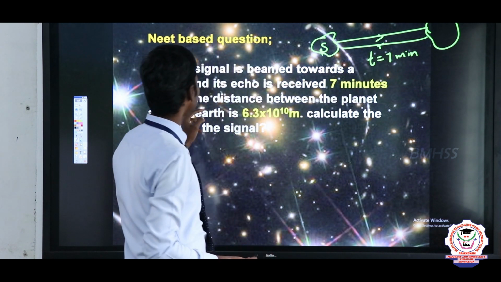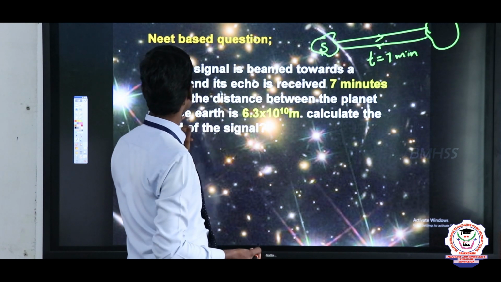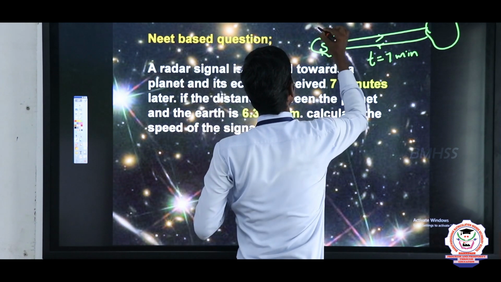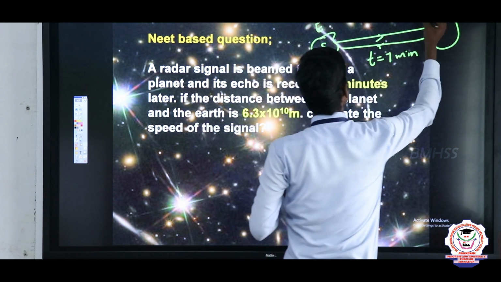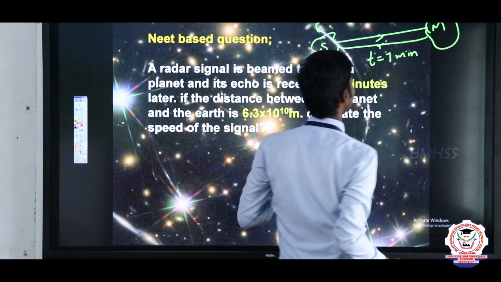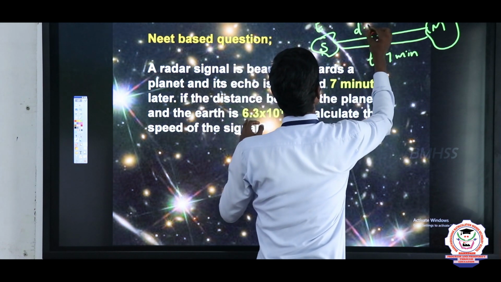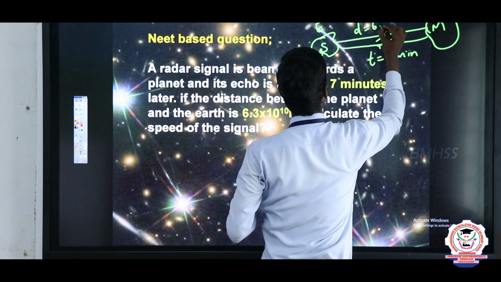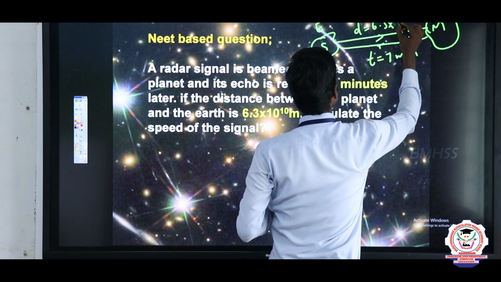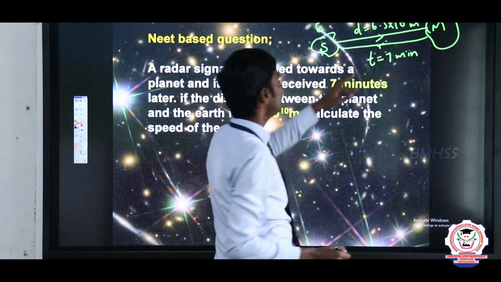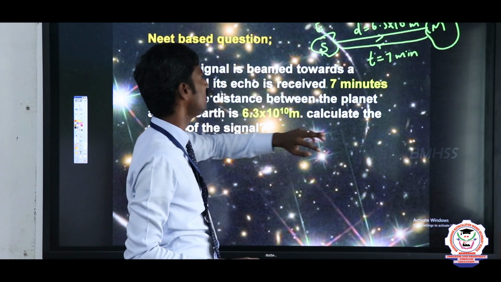The next one is the distance between the planet and the earth. For example, this one is the earth, and this one is another planet, for example Mars. So the distance between the two planets is d equal to 6.3 into 10 power 10 meter. So in this, two data are given.